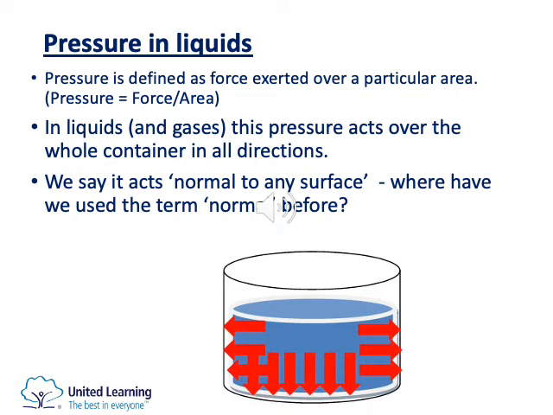Pressure is defined as force exerted over a particular area. There is an equation for pressure, and it is pressure is equal to force divided by the area it is acting over. Now, liquids and gases, this pressure acts over the whole container in all directions. So imagine your can of deodorant. You have a high concentration of perfume particles inside that gas deodorant, and they are trying to get out. They are causing pressure by hitting the surface in all directions.